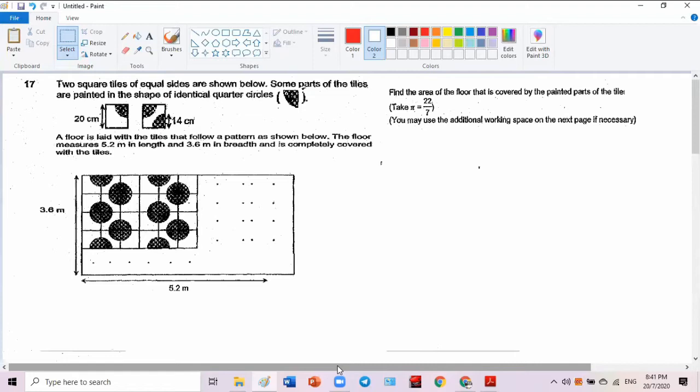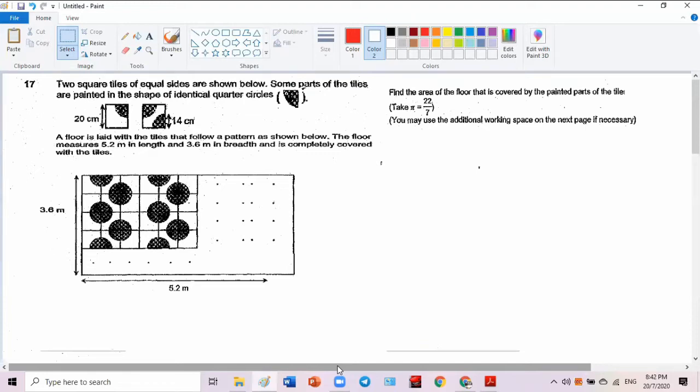Then he lays a floor with tiles. They are shown with the pattern as shown below, onto a floor which is completely covered with the tiles. What is the best way to do the tiles? Mr. Lucas, just tell me, what's the best way to look at these tiles?